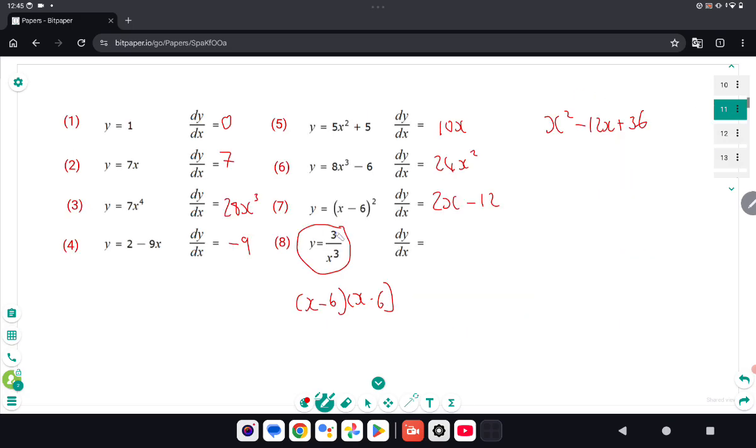So this would be 3x to the minus 3, rewritten as x to the power n, because you've got here 3 times 1 over x cubed. Now we need to differentiate. Times by the power, take 1 off the power. Minus 3 times 3 is minus 9, x to the minus 4.